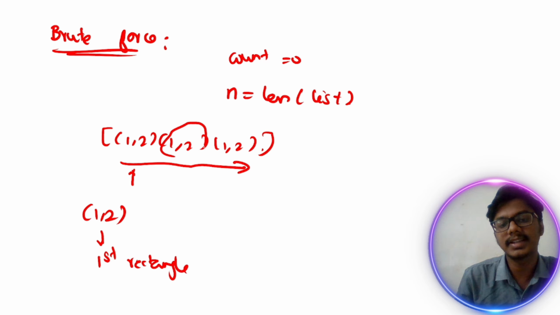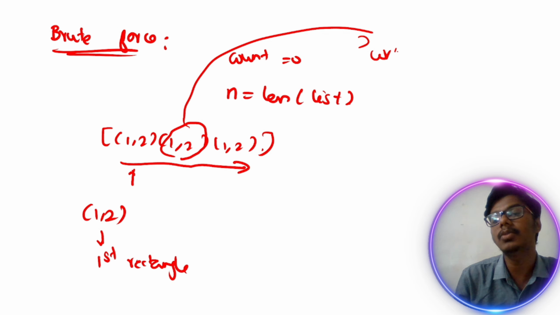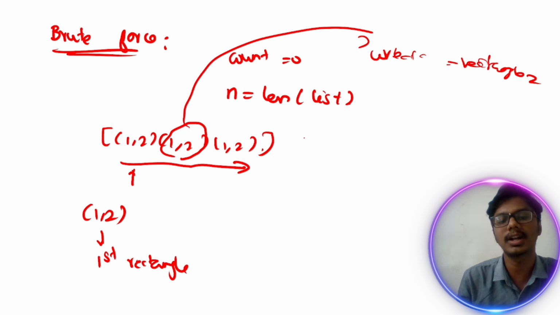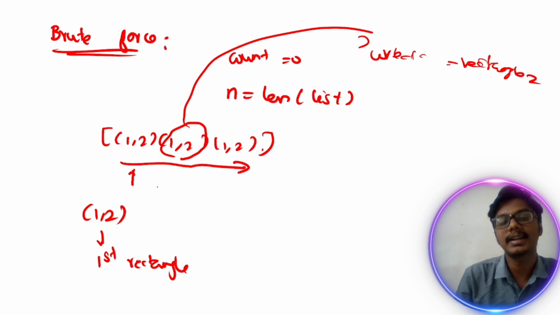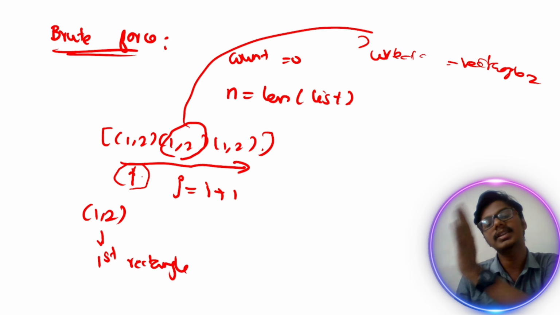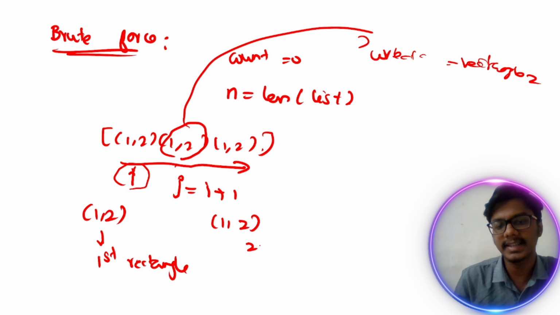After that, I want to get the second rectangle, because I want to compare rectangle 1 with rectangle 2. That's what the question is all about. So I initialize a j pointer. It is the i pointer, and this is the j pointer. The j pointer is i plus 1, the one after i, to pick up the second rectangle.